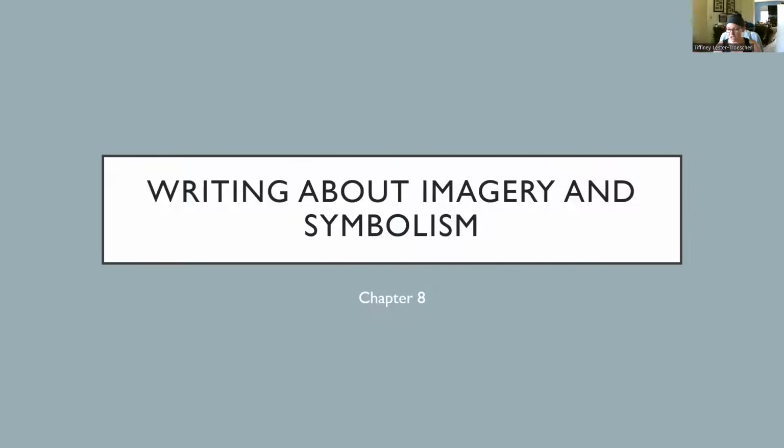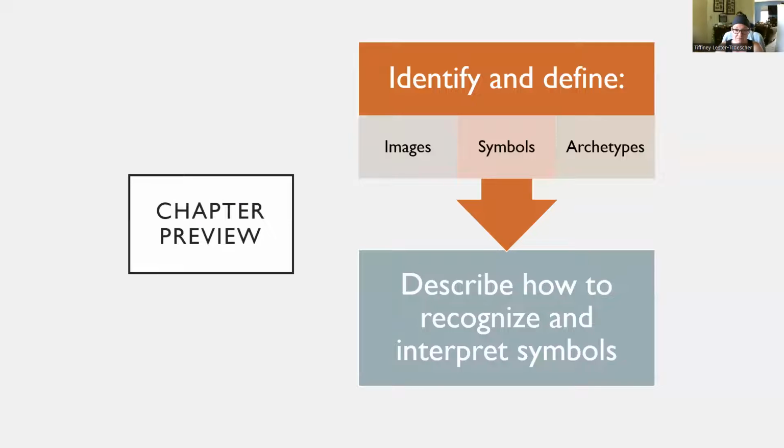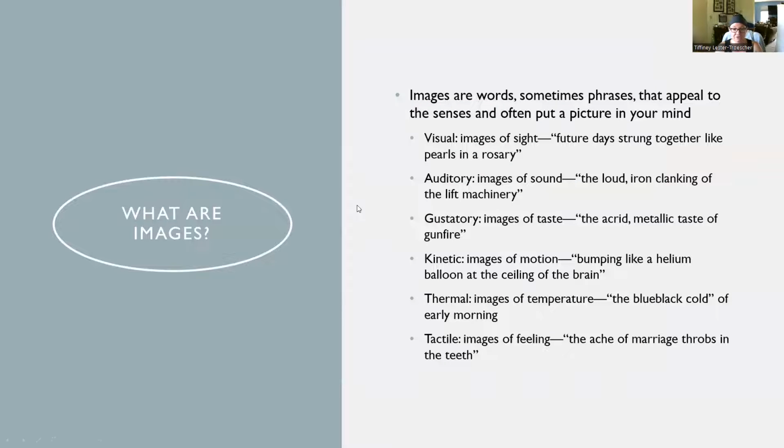All right, so chapter 8, all about imagery and symbolism. I am not going to spend a lot of time on this chapter at all because it is very much a repeat of what we talked about in the poetry unit in terms of imagery and symbolism. You still want to think about all the different types of imagery: visual, auditory, gustatory, kinetic, thermal, and tactile. Those are going to show up in short stories as well.